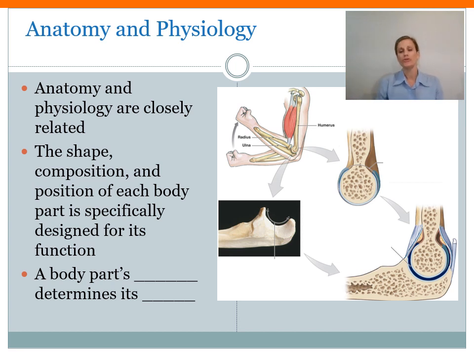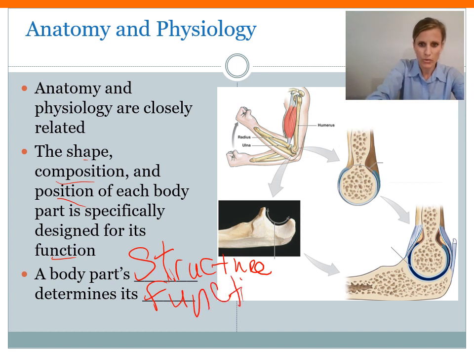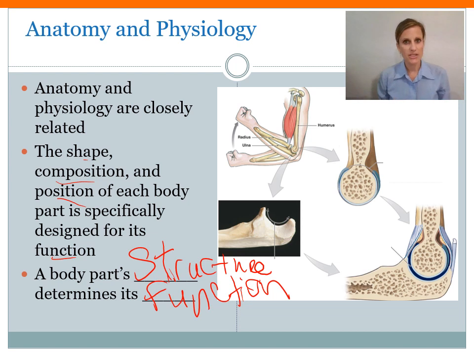Now, again, these are two different sciences, but we very frequently study them together, obviously, right? The course you're taking right now is called Anatomy and Physiology. And the reason that we study these together is that they are really closely associated with each other, right? The anatomy or the shape, composition, and position of each body part is specifically designed for its function. Okay, so the simpler way to say this would be a body part's structure determines its function. Okay, so structure determines function.